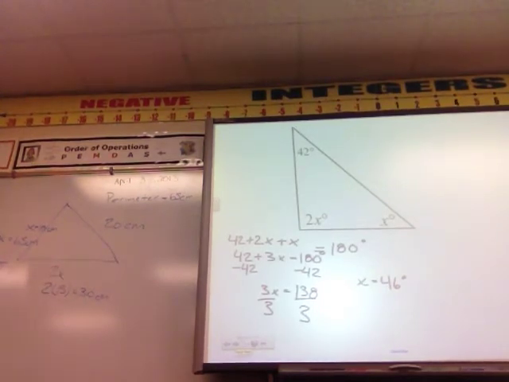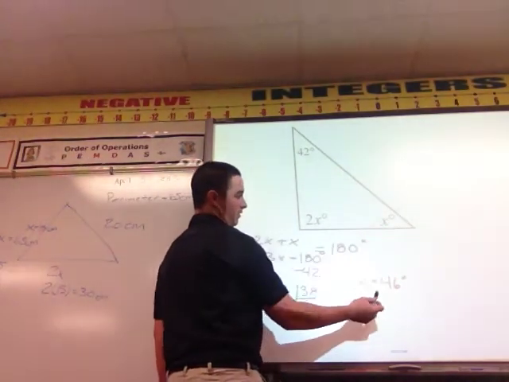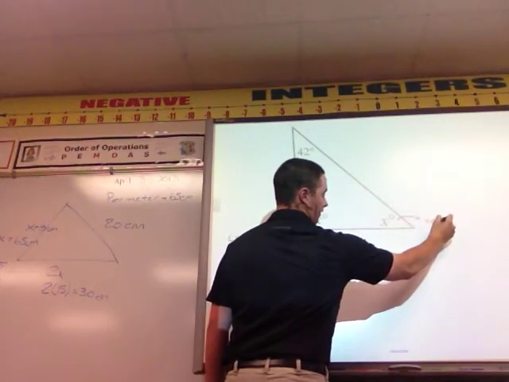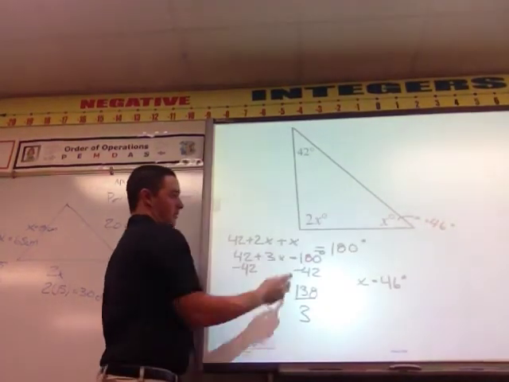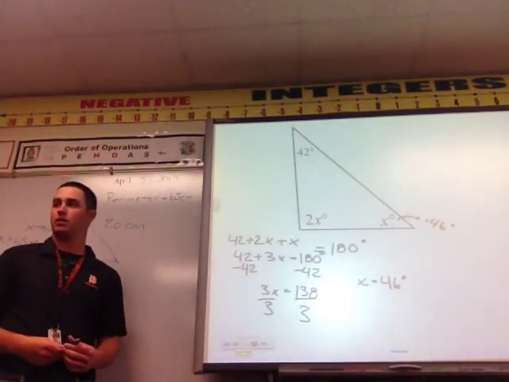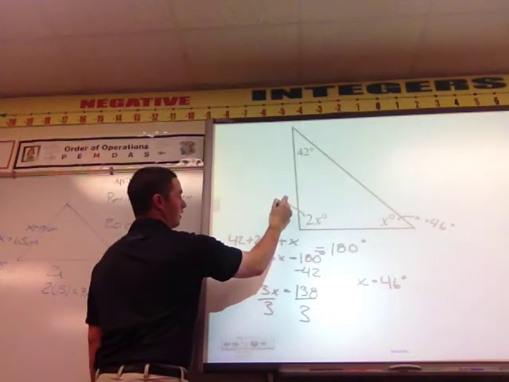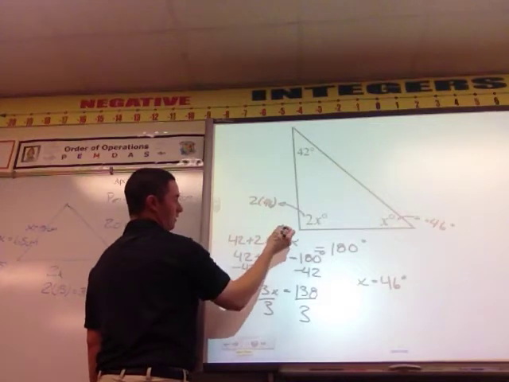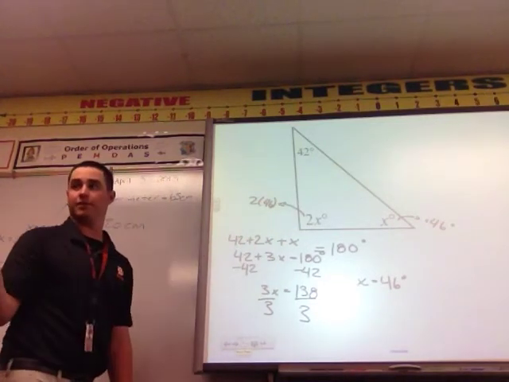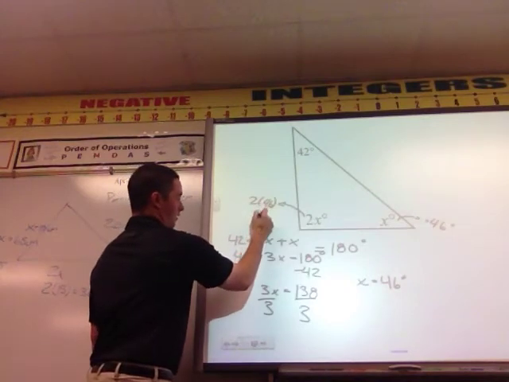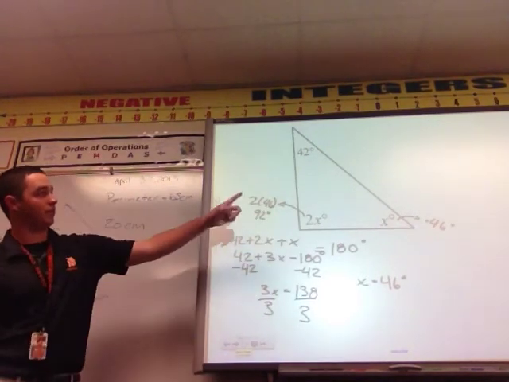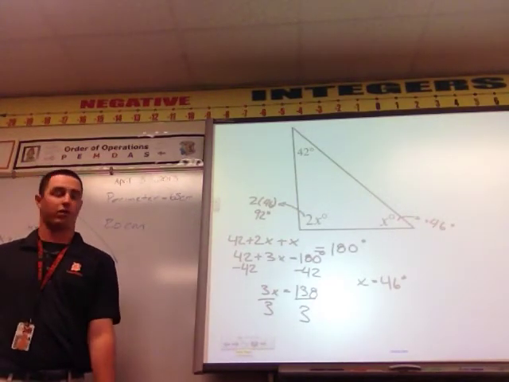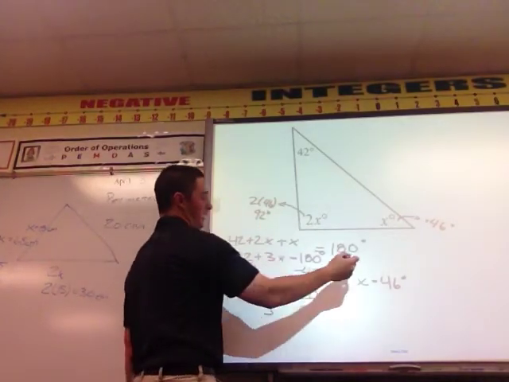So once we had x, what did we do over here? Replace it. So this angle we know is just equal to x, so this angle right here is going to equal 46 degrees. What about this one over here? We know that 2 times 46 is 92. So this is 92 degrees. Now that we know all the angles, we can add them together to make sure we're right. So we have 42 plus 92.